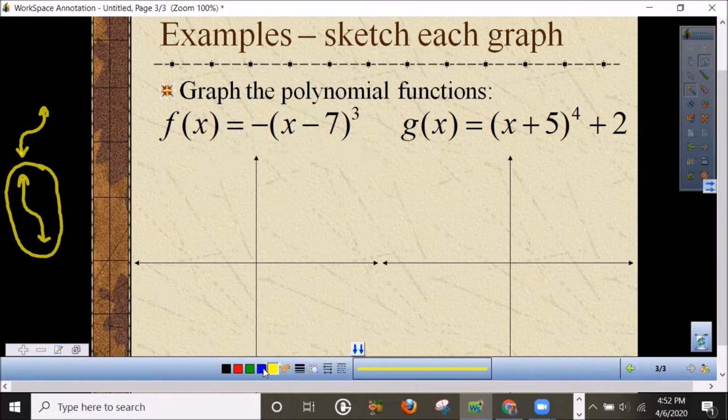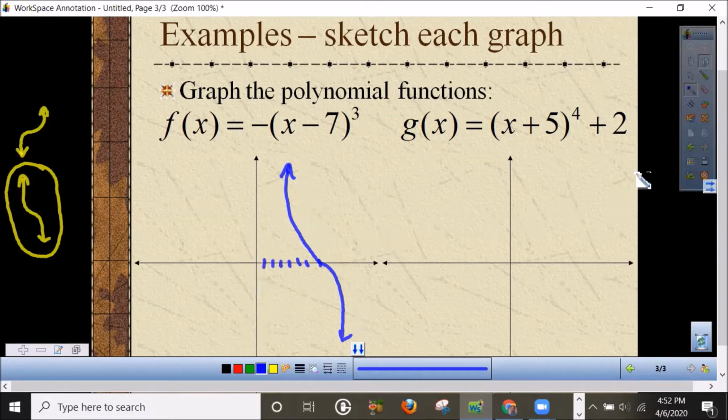Now, the last detail we look at here is the fact that we are subtracting 7 inside the function. So what does that do? It moves this function 7 units to the right. So at x equals 7, that's where the graph is going to kind of cross through the x-axis. And our graph, again, will start high and end low. So this is an approximate graph of negative quantity x minus 7 to the third power.